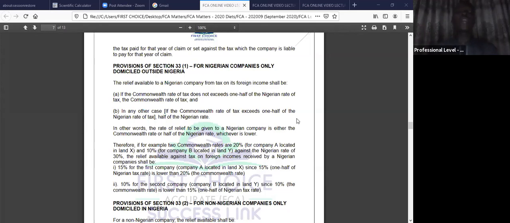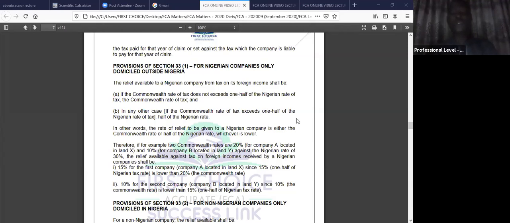But for those that do not have a double taxation agreement, the maximum they can get is half of Nigerian tax rates as a relief. Now, that is for Nigerian companies that are domiciled outside, which is like Glo, for example.